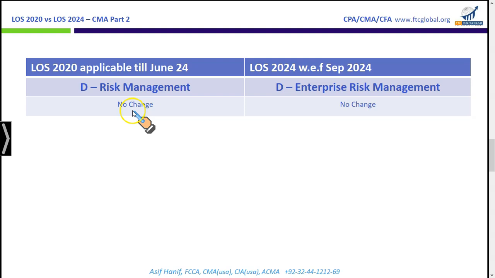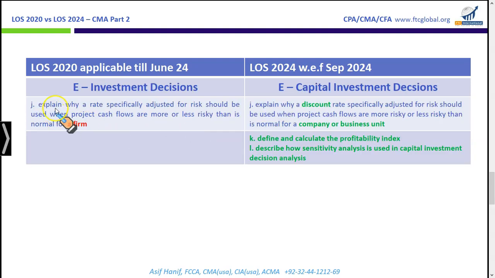Section D, risk management. They have renamed it to enterprise risk management. So there is no change at all, not even a single word. Explain why a rate specifically adjusted for risk should be used when project cash flows are more or less risky than is normal for a firm. So they have simply replaced it. Explain why a discount rate specifically adjusted for risk should be used when project cash flows are more risky or less risky than is normal for a company or a business unit. So basically they have replaced the word firm with company or business unit. They stay the same. These are the additions which were there already.